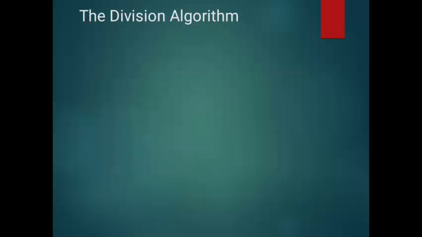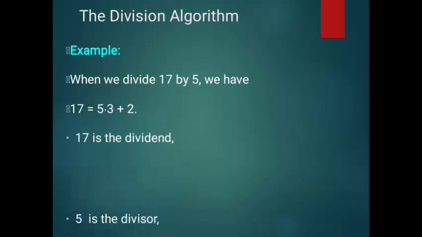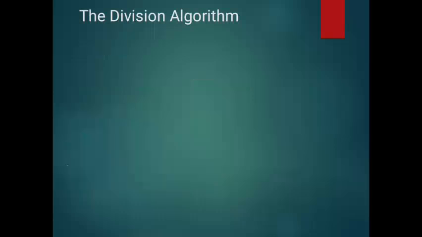Division algorithm example: when we divide 17 by 5, we have 17 equal to 5 into 3 plus 2. Here 17 is the dividend, 5 is the divisor, 3 is called the quotient, and 2 is the remainder.